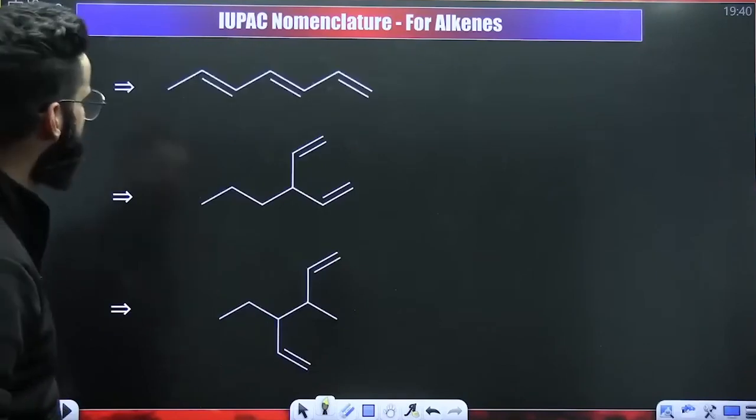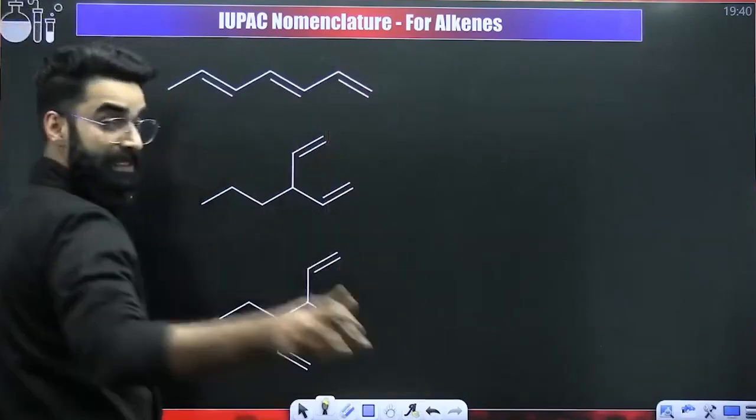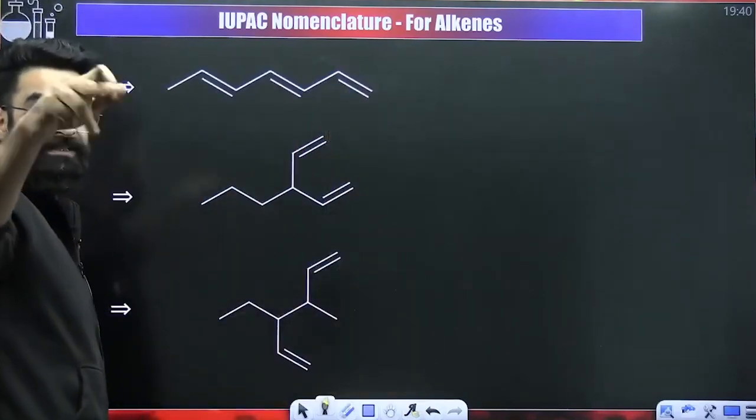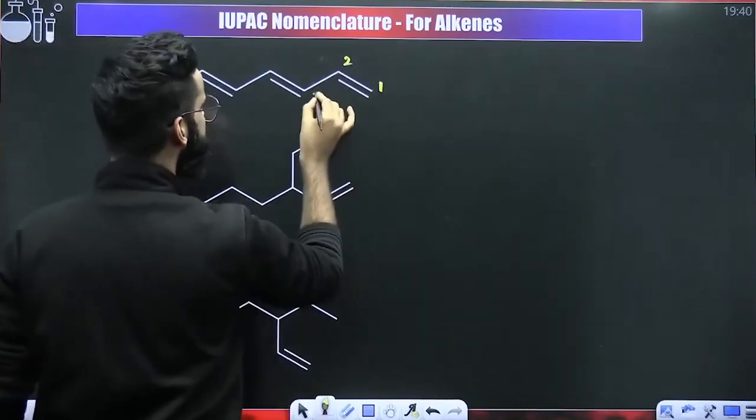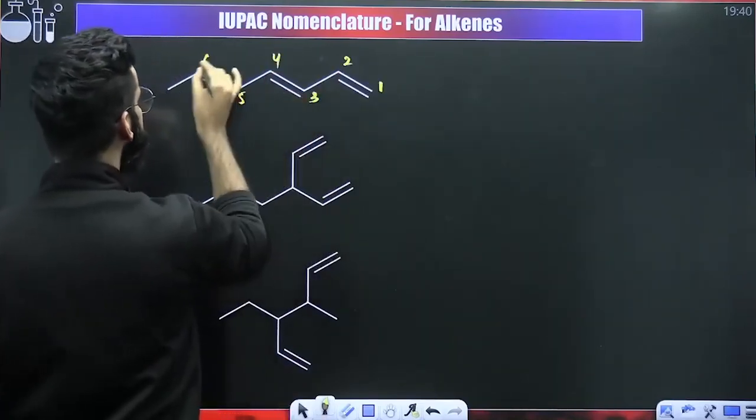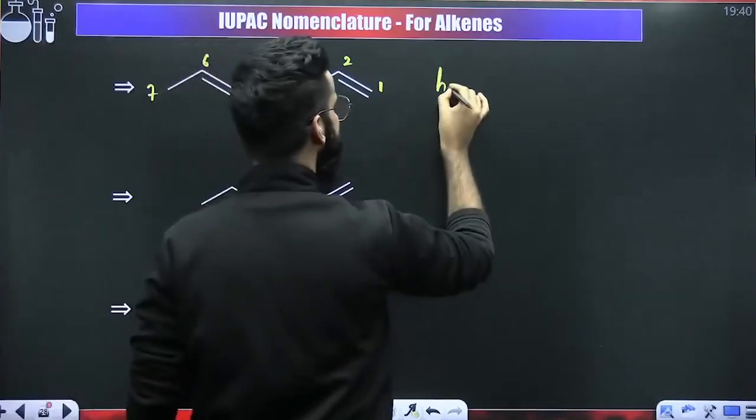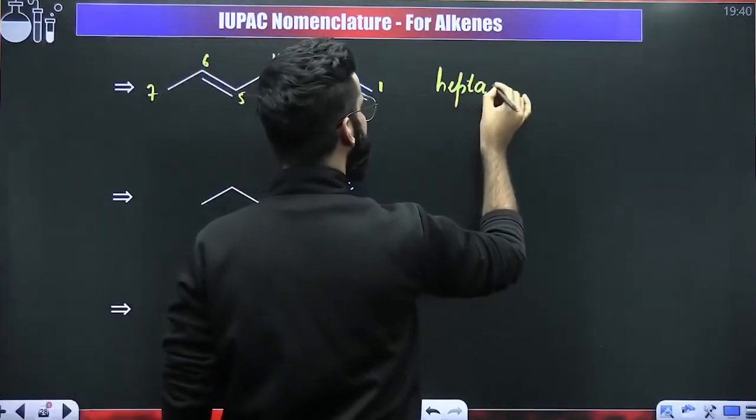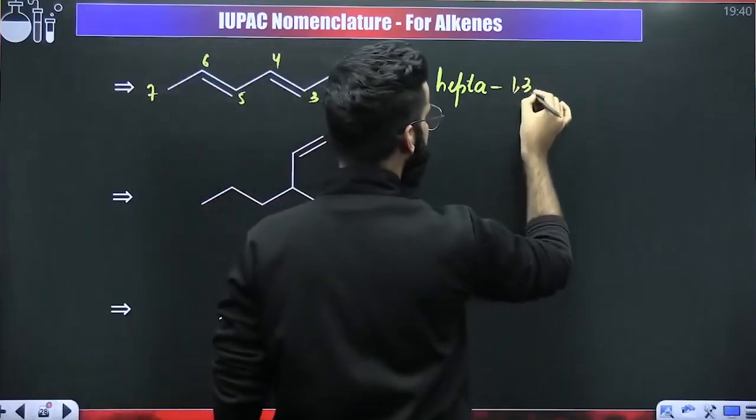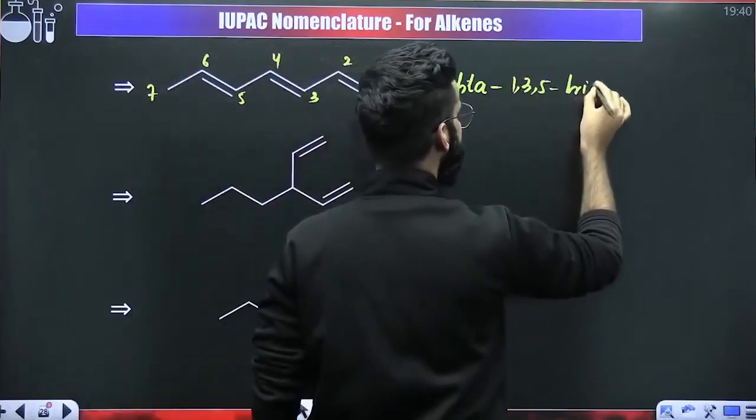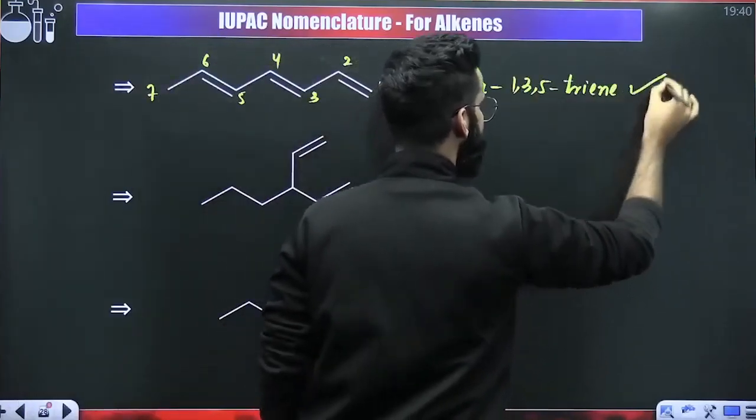Start the numbering. Keep on writing the names in the chat. Start from here. This is carbon number 1, this is 2, this is 3, this is 4, this is 5, 6, and 7. So first of all, it's going to be hepta, at carbon number 1, 3, and 5. It's going to be triene.